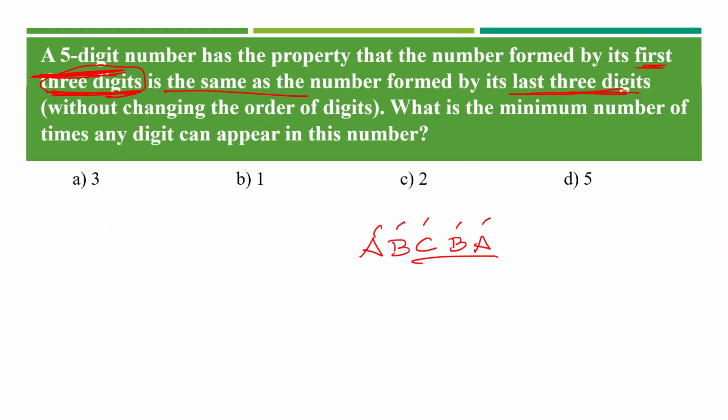In that case, what is the minimum number of times any digit can appear in this? Obviously, it's going to be 2. So A is repeated twice, B is repeated twice. So minimum there should be 2 repetitions. I go with C. I know you're with me. That's the right answer. Option C. Great.